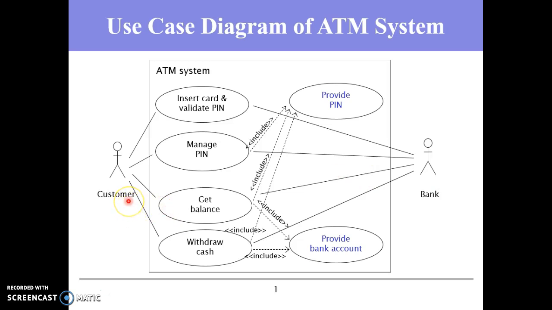In this case, the customer performs some set of operations. Every operation is treated as a use case. The customer may insert the card, get his PIN validated, change his PIN number, that is managing his PIN number, get the balance, and withdraw cash. Every operation is somehow related to the bank. Hence the bank validates the PIN, gets back with the new PIN value, gives the balance of the customer, and enables the withdraw cash transaction.